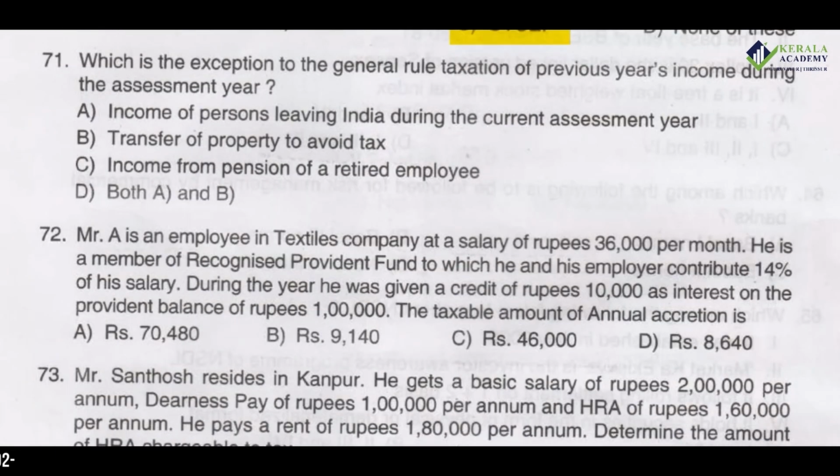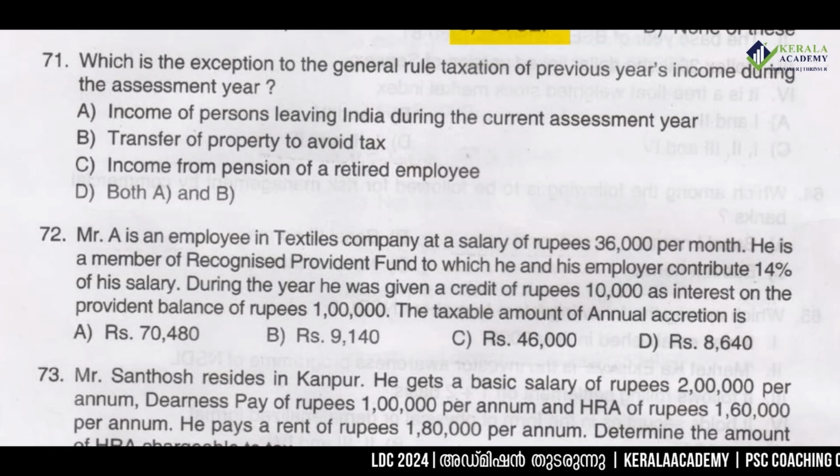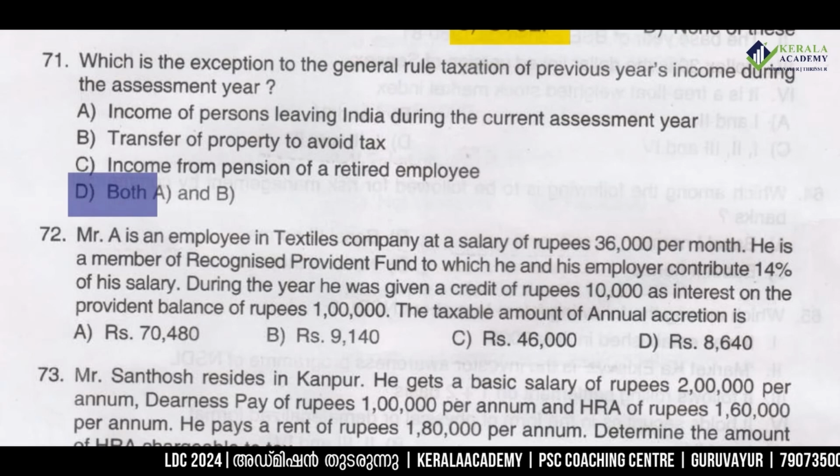Which is the exception to the general rule like taxation of previous year's income during the assessment year: income of persons leaving India during the current assessment year, transfer of property to avoid tax, income from pension of a retired employee? Correct answer option D, both A and B.